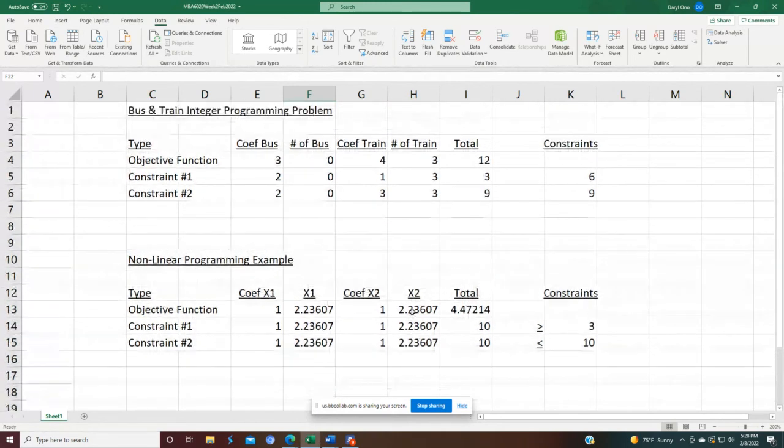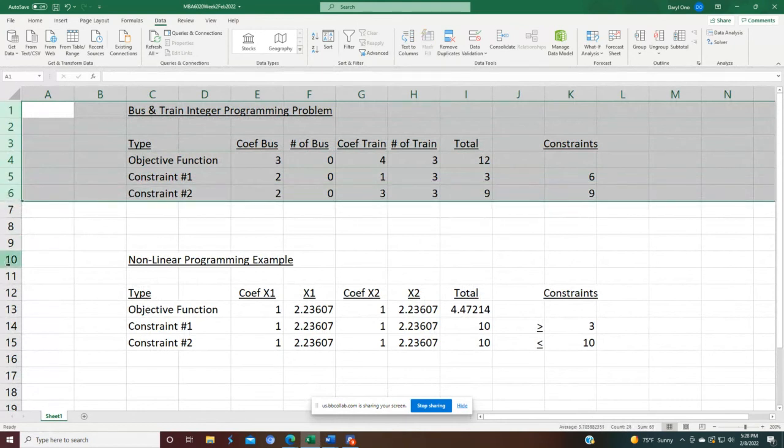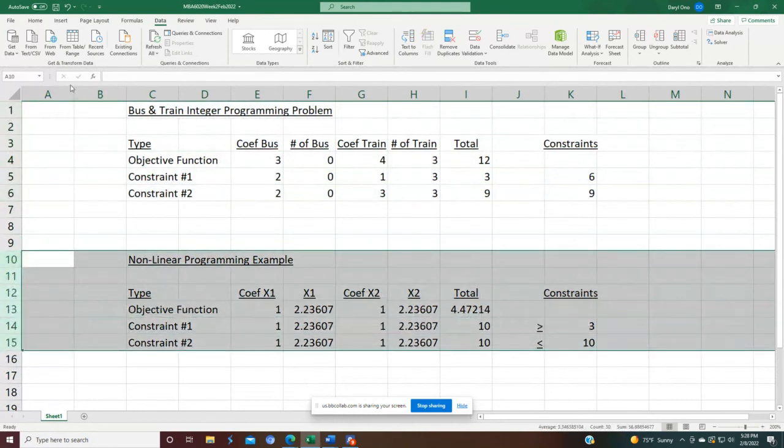Okay, so here's the integer programming here, and here's the nonlinear programming here. I'll make sure I save this, and I'll send it to you, or I'll put it into our announcements.